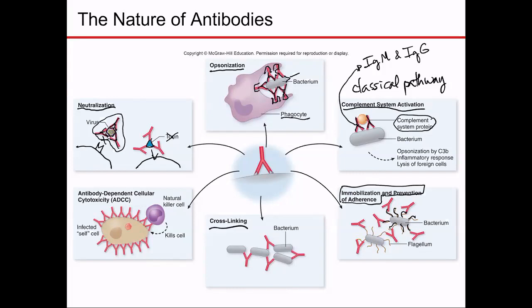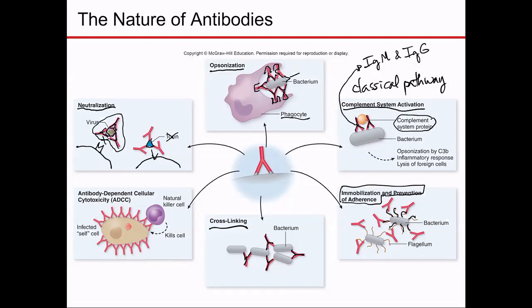Another function, cross-linking. Basically, in cross-linking, what is going to happen here is the antibody, because it has two arms, can bind to two different cells at the same time. And it will create kind of like a network of antibodies with bacteria, will aggregate them, and it will make it easier now for the immune system to get rid of that pathogen.